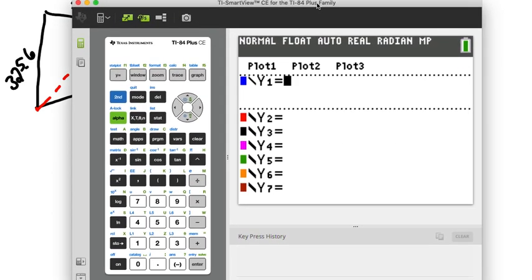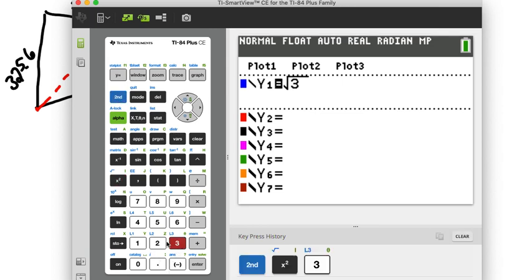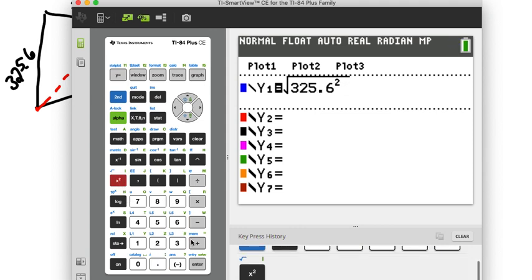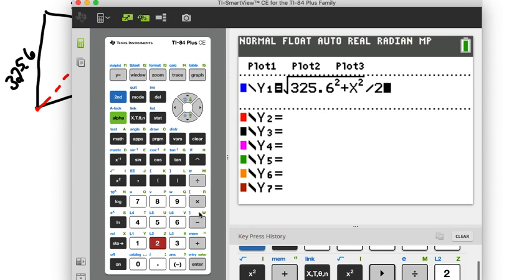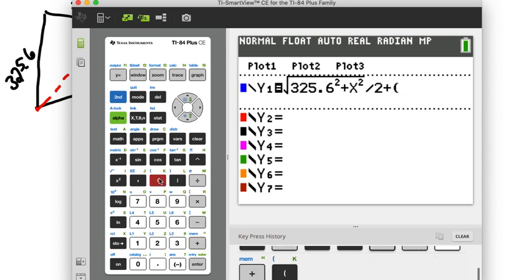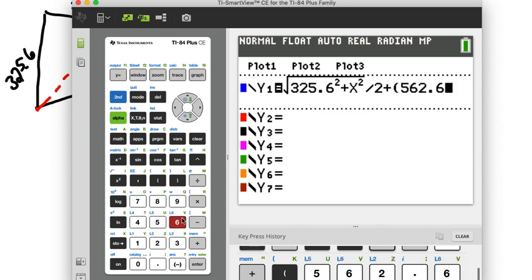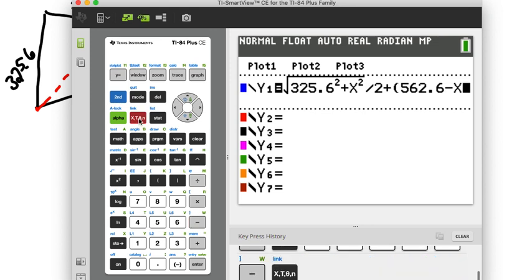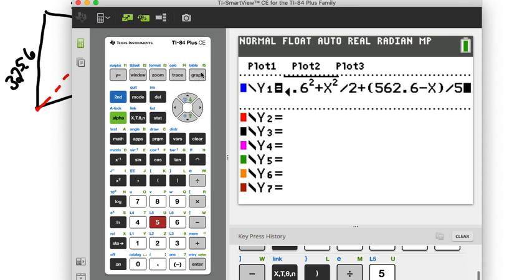All right. So here we go. Square root 325.6. You guys can probably do this a lot faster than I'm doing it right here because it's a little bit more difficult for me to type this in. So over, we're going to divide this by 2, and then plus, let's put the second part in parentheses, so that's all in our numerator. So 562.6 minus x, and that will all be divided by 5. All right, let's graph this and see.